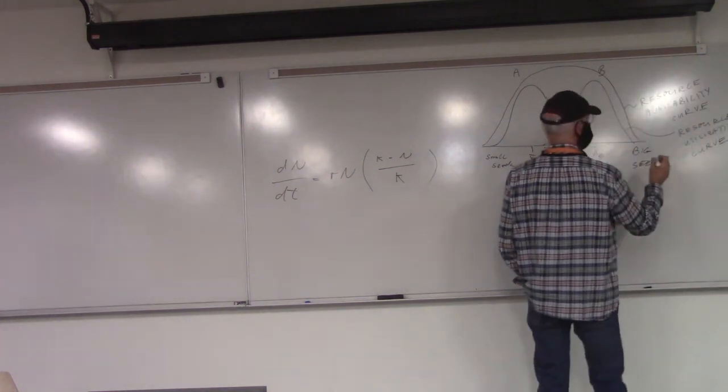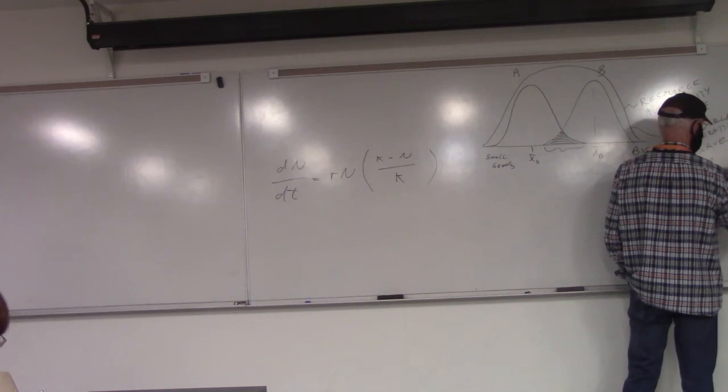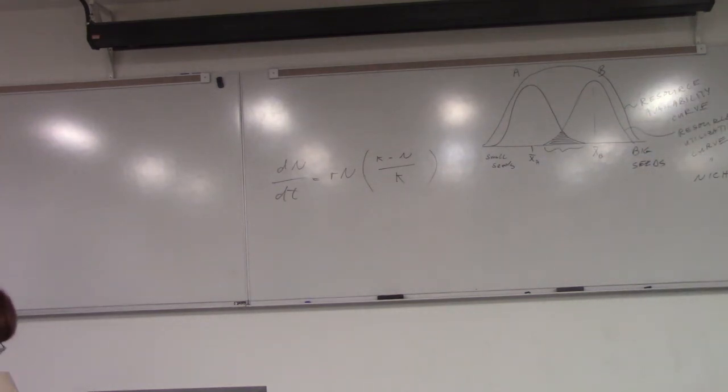We have another name for that. We call that the niche. So the niche of a species in our treatment here is simply the resource utilization curve. The niche of a species is where it lives and what it does.